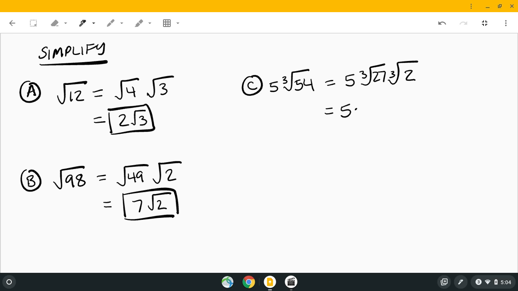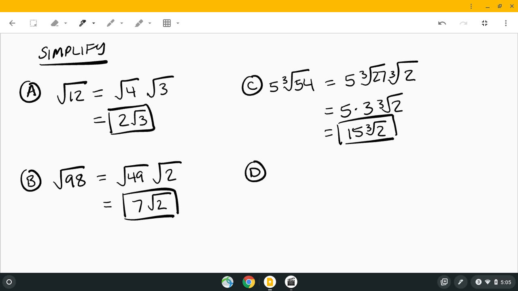All right, so cube root of 27 is 3. And then this cube root of 2 won't simplify, so that would remain. And then here I can multiply the 5 and the 3. And the cube root of 2 remains. Okay?